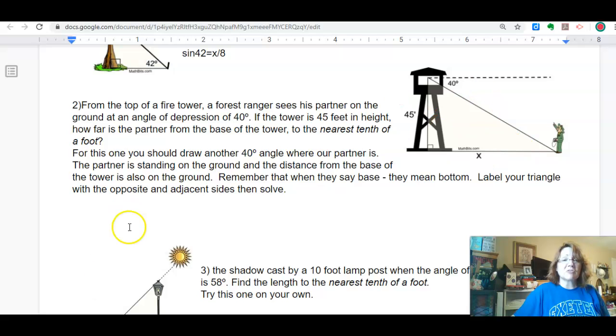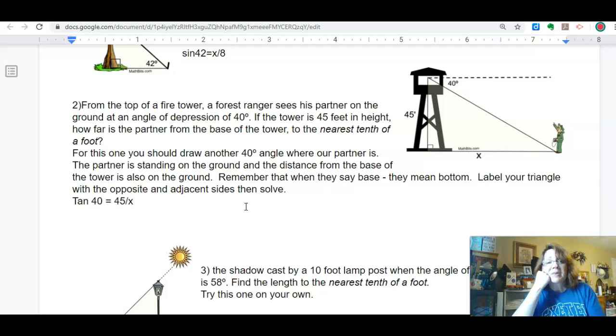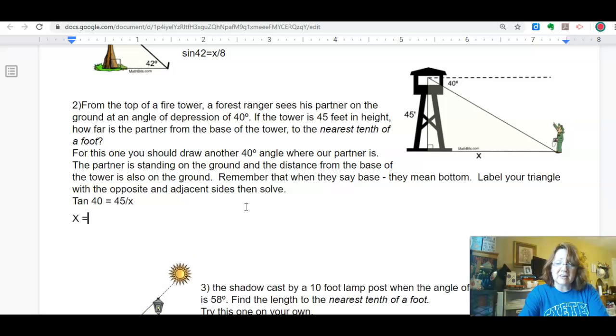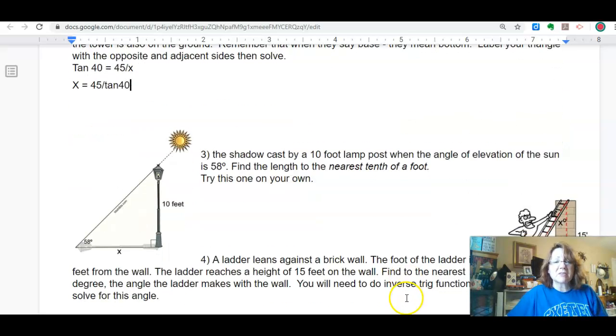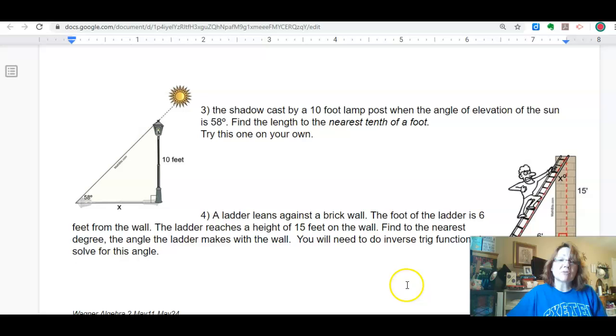So then I'll turn off my drawing tools and I would say the tangent of 40 degrees equals 45 over x. Well, x is on the bottom, which means I have to do a switcheroo. So I would say x equals 45 divided by the tangent of 40. And that's how I would figure out how far it was from that guy to the base of the tower. So that's what I want to do for that one. Moving on to number 3.